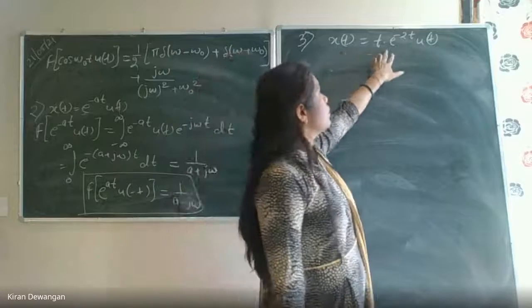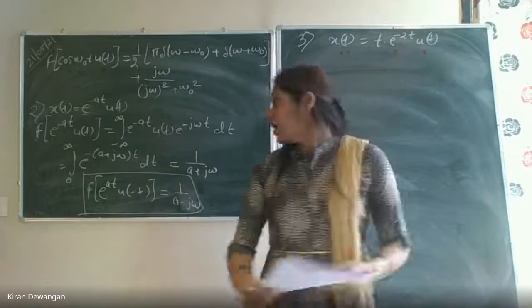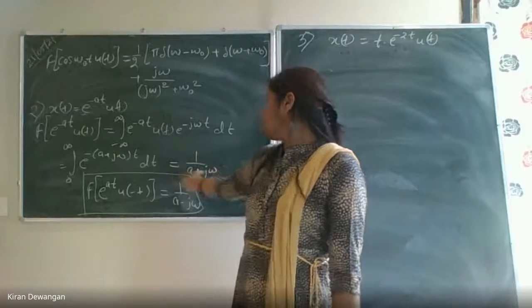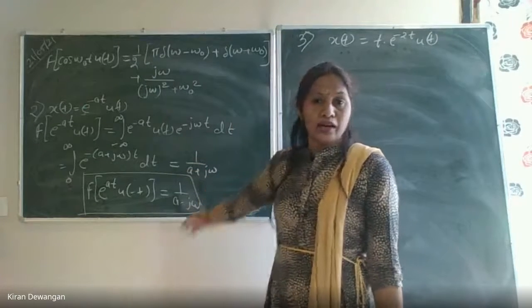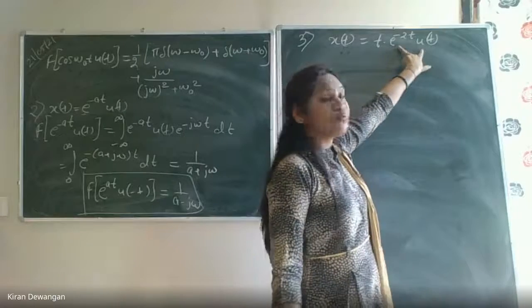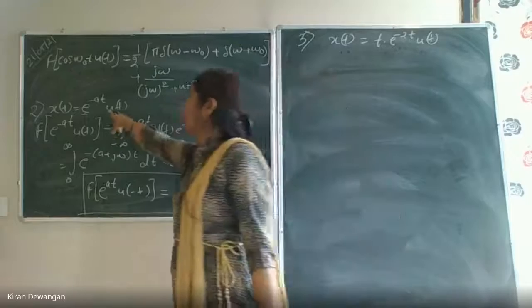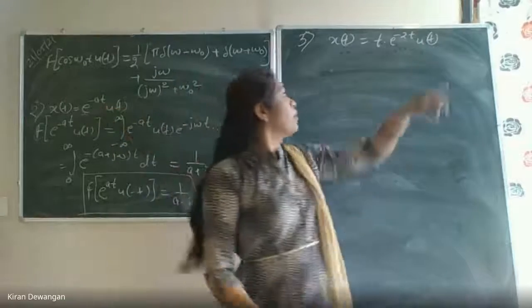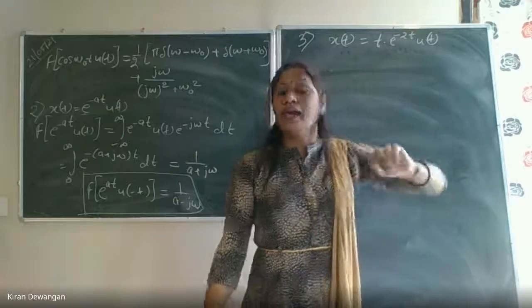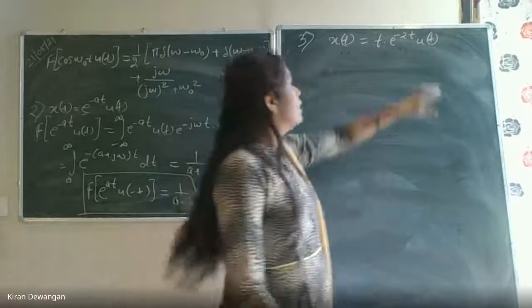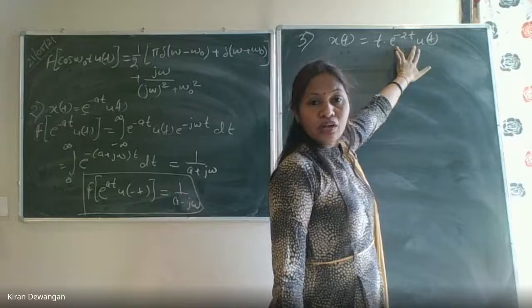That is t into e to the power minus 2t u(t). ये तो हम already निकाल चुके हैं यहाँ पर. e to the power minus at into u(t) का 1 by a plus j omega है. ठीक है? तो similarly this will have 1 by 2 plus j omega, because what is a here? e to the power minus at है, तो यहाँ पर e to the power minus 2t है. So a is 2. So that will become 1 by 2 plus j omega. तो ये आपको 1 by 2 plus j omega हो जाएगा x(t) का.